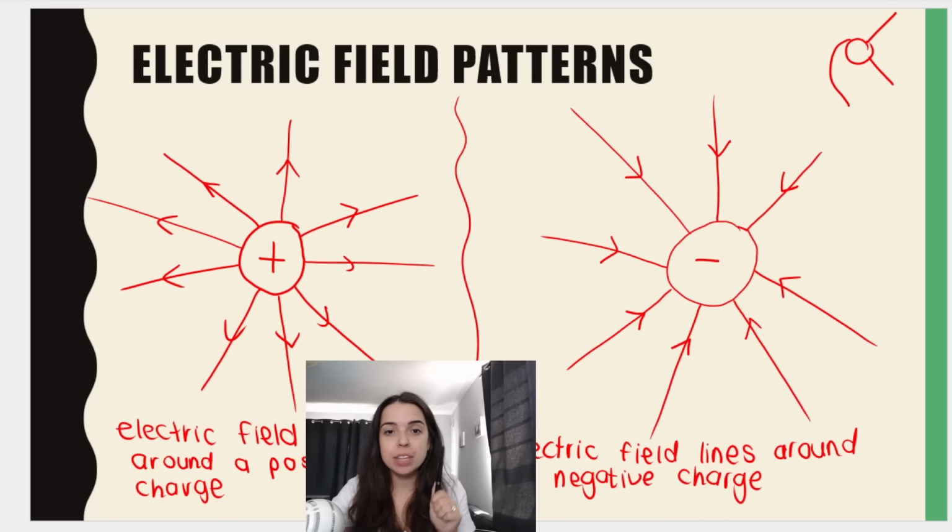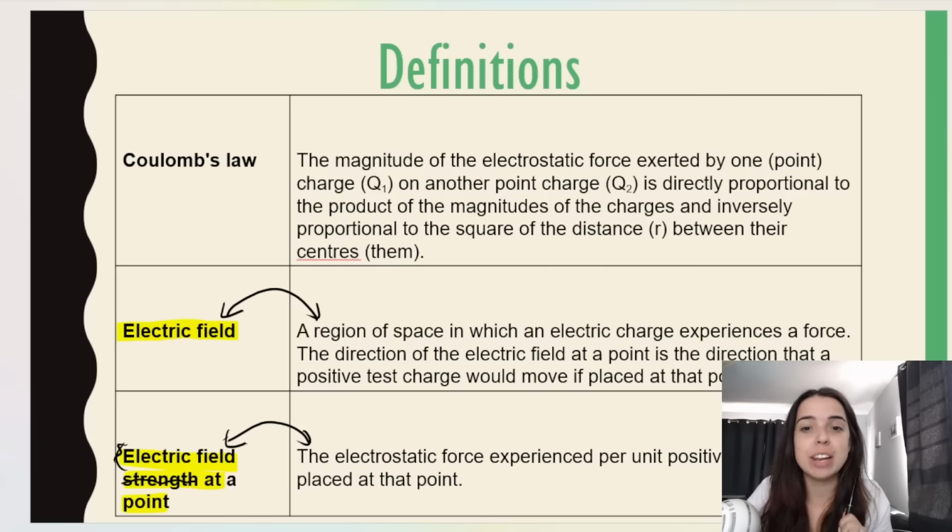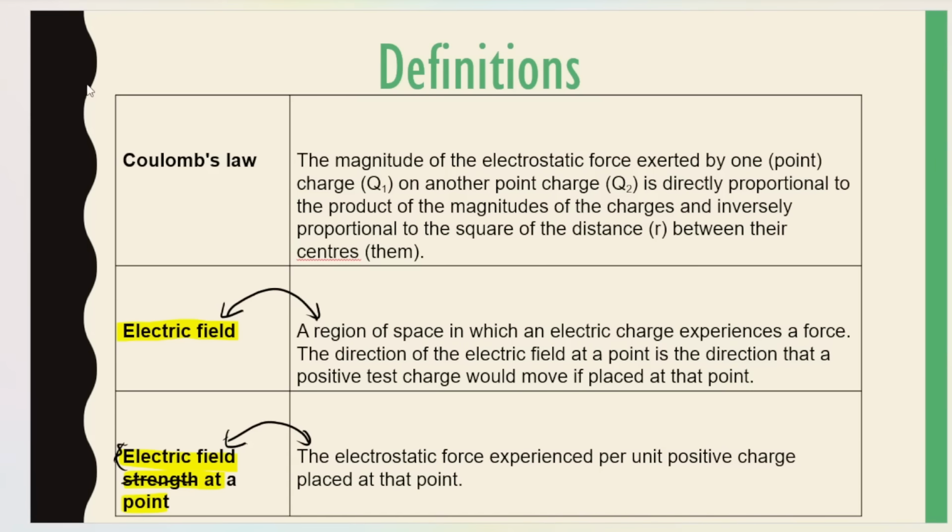So look over here, it is a positive sphere creating the electric field. The arrows are pointing away. If it is a negative sphere creating the electric field, the arrows are pointing towards. And the reason why this is the case is because of the definition of electric field. So if you read the definition, it is over here. It says that the direction of the electric field at a point is the direction that a positive test charge would move if placed at that point.